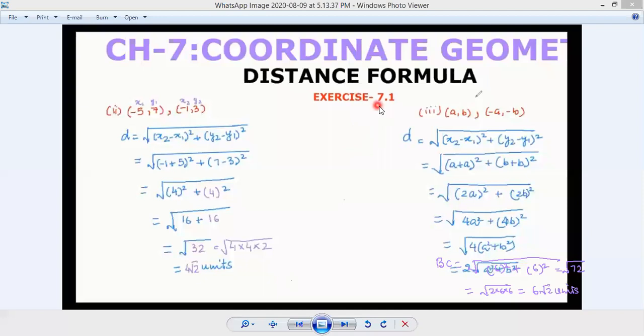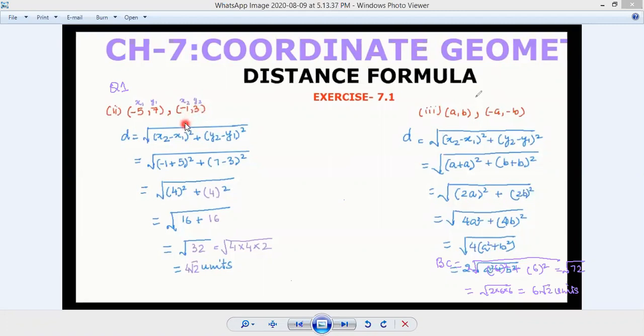So this is the beginning of exercise 7.1, where you need to find out the distance between these 2 points. We are doing first question, second part. So these are the 2 points given to you. You have to find out the distance between these 2 points. So children, I will consider that the coordinates of the first point are x1 and y1, and coordinates of the second point are x2 and y2, children.